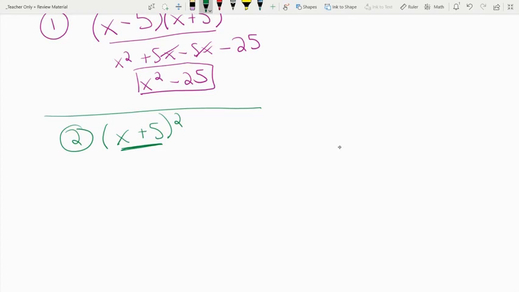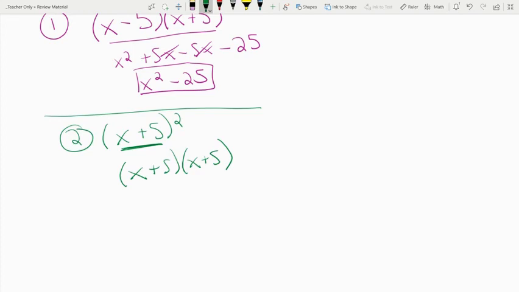What does that mean? That means that you take, remember, with exponents, the exponent is being multiplied by the base. In this case, our base is the binomial. So I have to do x plus 5 times x plus 5. That's what my exponent's telling me. It's telling me this base, x plus 5, is being multiplied by itself 2 times.